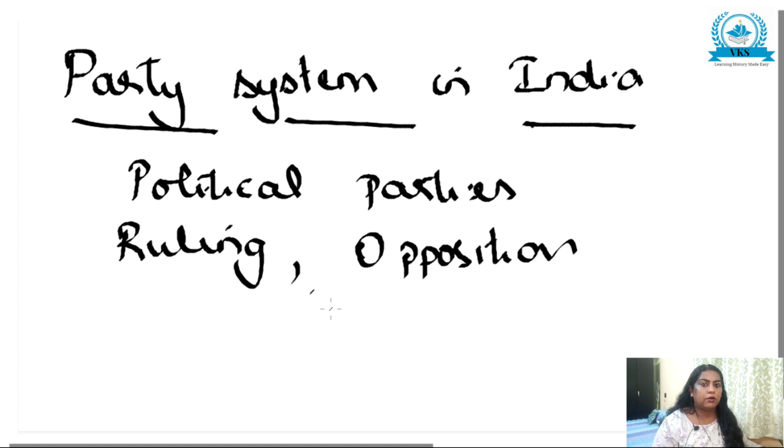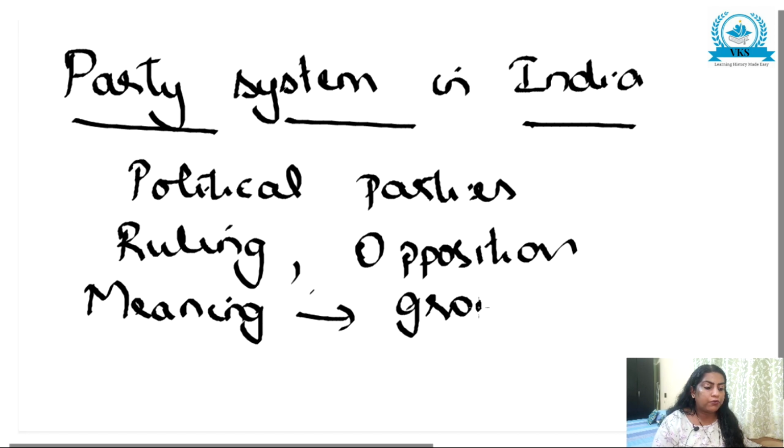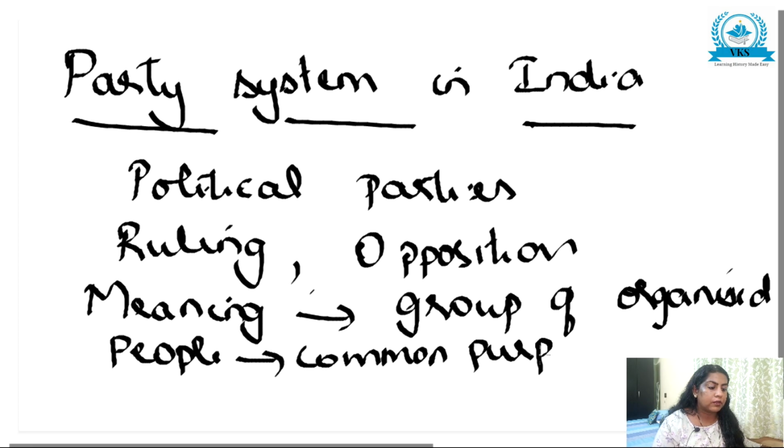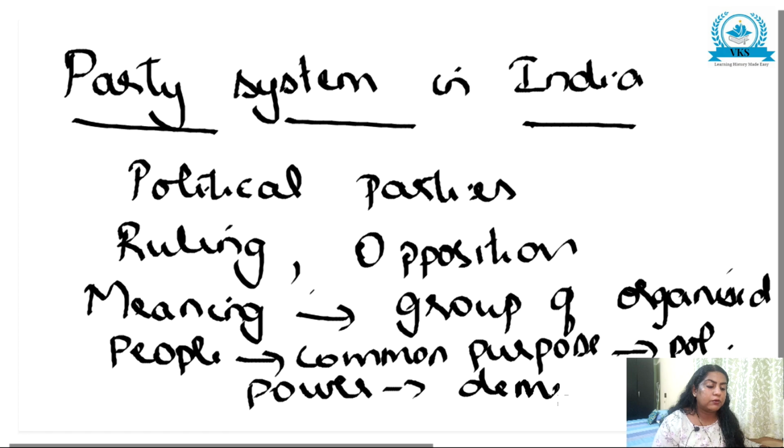So what is the meaning of the word political party? It is a group of organized people for a common purpose. They have a common purpose of attaining political power, and that through democratic methods. So political party is a group of organized people, and these people work for a common purpose, and they want to attain political power through democratic methods. That is the meaning of the word political party.